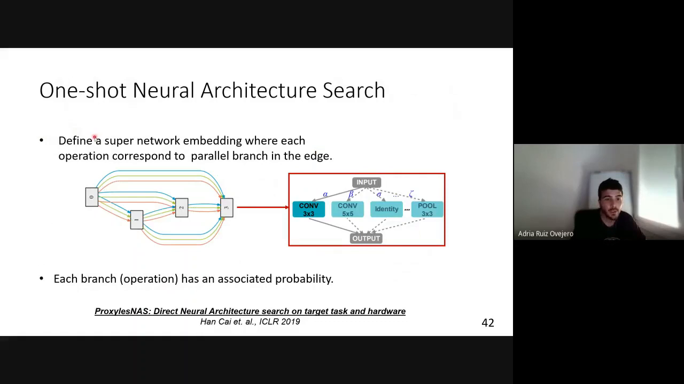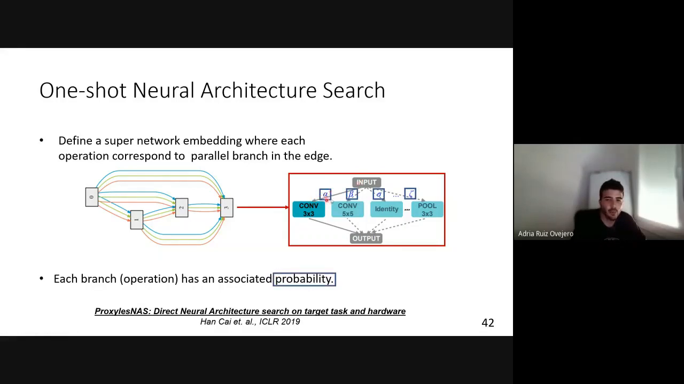Now what we're going to do is define a super network. This super network will be implemented in the following manner. The connections between these feature maps will be implemented by parallel branches, where each branch will be one of these operations. So for each of these operations, we will have a branch connected from 0 to 1, or 0 to 2, or whatever, and each one of them will have different parameters.